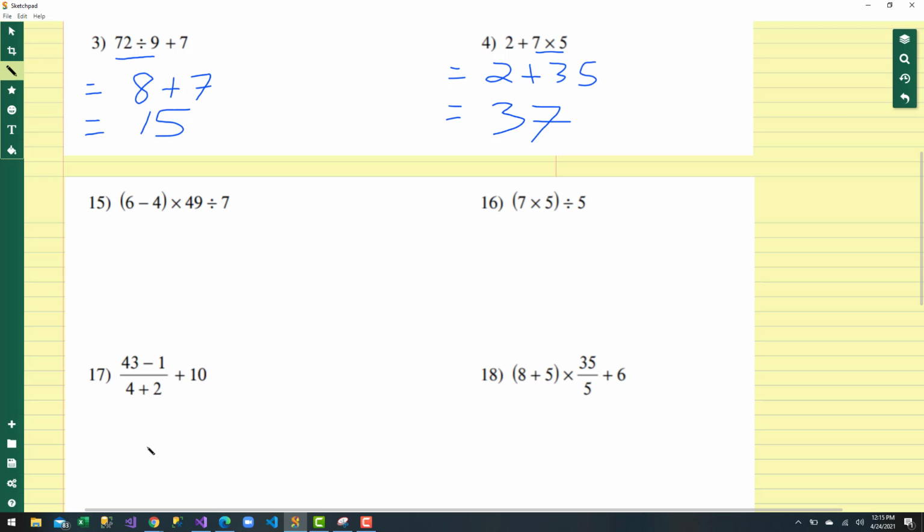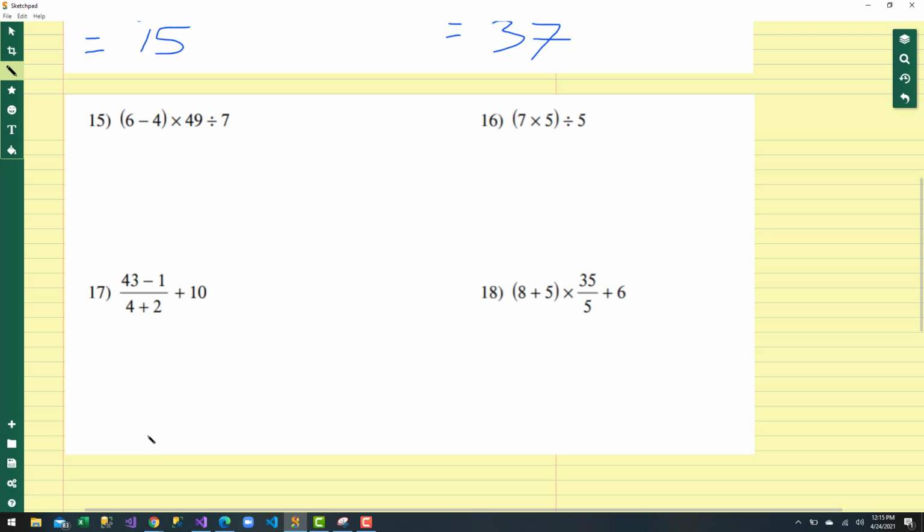All right, let's move on to slightly advanced problems here. So look at problem number 15. We have parentheses, right? Inside the parentheses, subtraction. We have multiplication here times the 49. We have division by 7. All right, so you might get confused, but remember, follow PEMDAS and you can solve any problem. Right, so start with the parentheses. 6 minus 4 is equal to 2. All right, parentheses comes first. I copy the rest of it. Remember, one at a time. Don't rush until you get advanced, right?